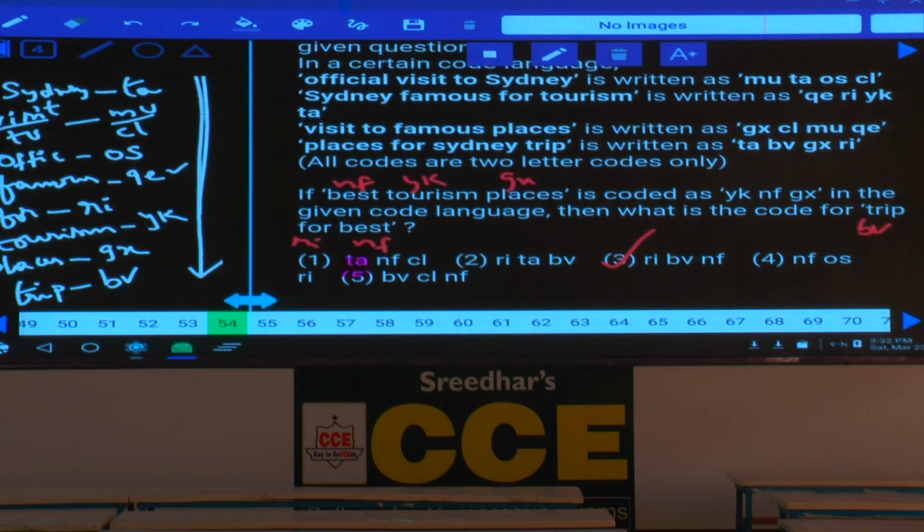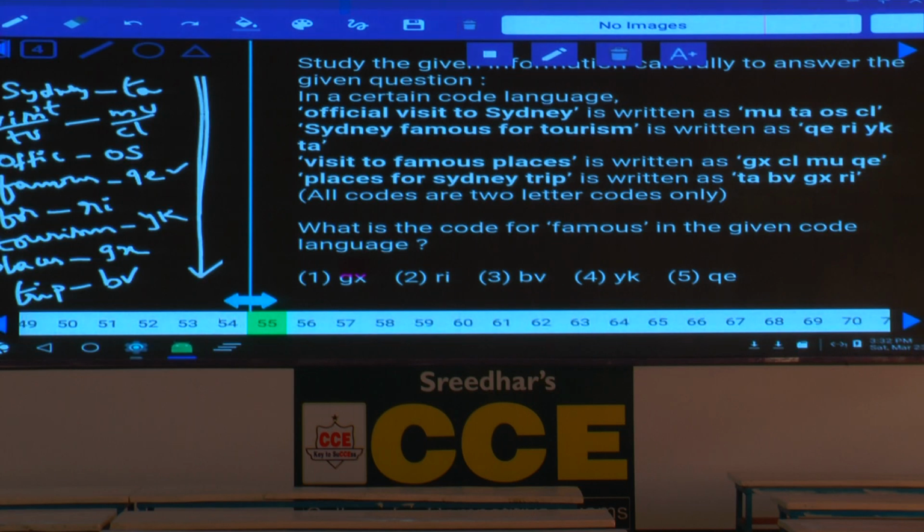Next one, question number 90. Now in this 90, what is the code for famous? Tell me what is the code here, QE. QE is the code to the word famous, that is choice 5. Question number 90, it is choice 5 is the answer.